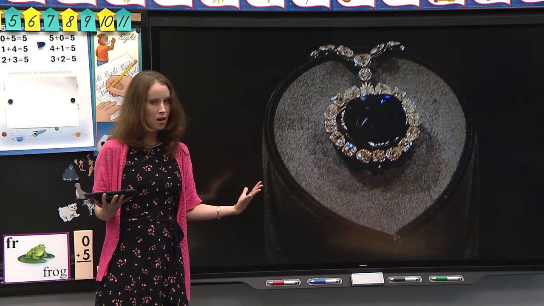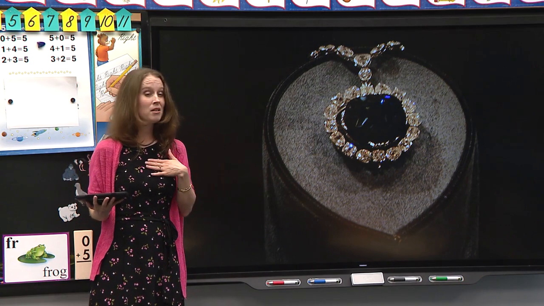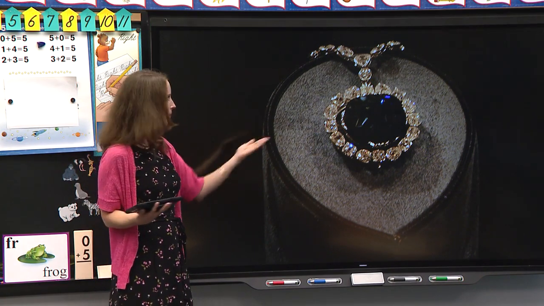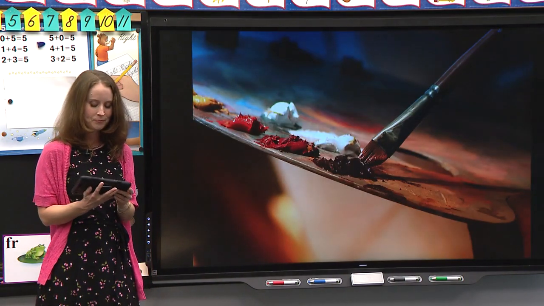Now, those of you with dogs, what do you think? Would your mom let you put her jewelry on your dog and walk around? I know you're saying no, I wouldn't let my dog wear my jewelry, but that was a very special dog that got to wear that beautiful Hope Diamond.